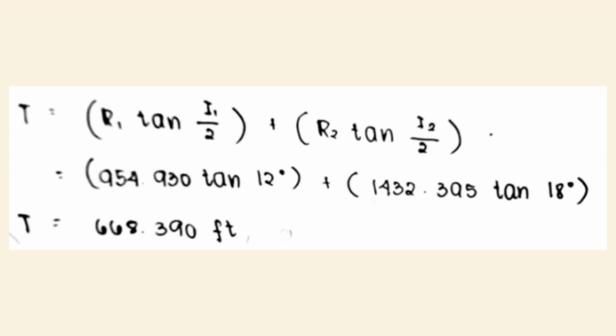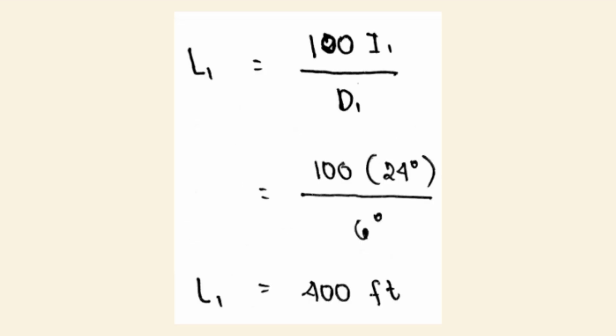T is equal to R tangent I over 2. Substituting the values for R sub 1 and R sub 2, the length of our common tangent would now be equal to 668.390 feet. L is equal to 100 I over D. So for L sub 1, we have 100 multiplied by 24 degrees divided by 6 degrees. L sub 1 is equal to 400 feet.